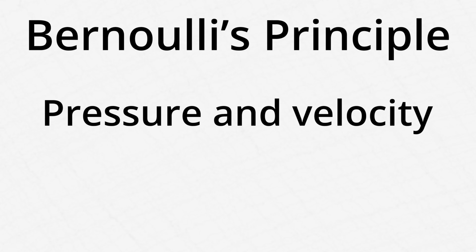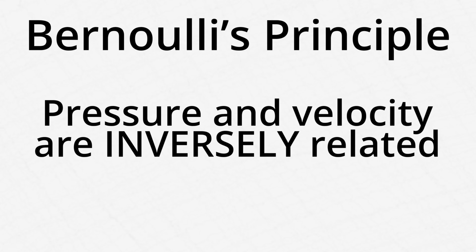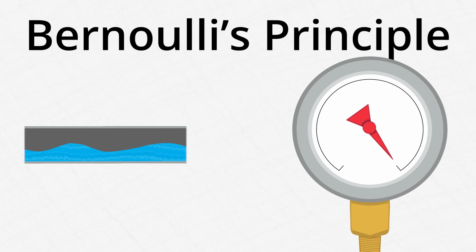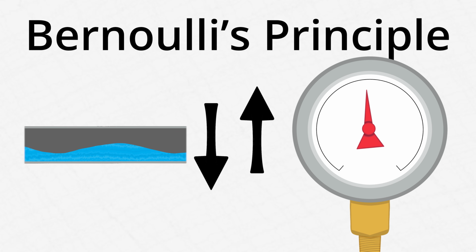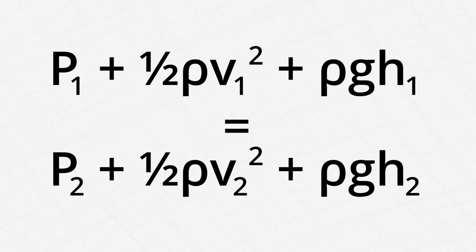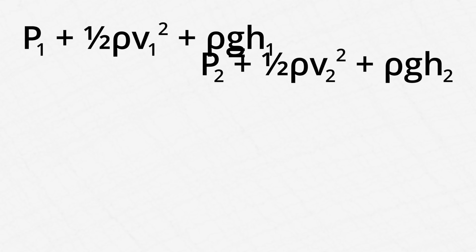Finally, let's talk about Bernoulli's principle. Bernoulli's principle states that pressure and velocity are inversely related. As a fluid's velocity increases, its pressure decreases, and vice versa. It's represented by this giant equation. This equation might look complicated, but let me break it down for you.